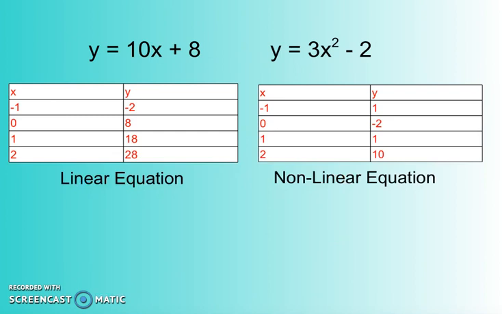Okay, so here's another example. These are the equations that we started with, and this one is referred to as a linear, and this one is a nonlinear. Why?